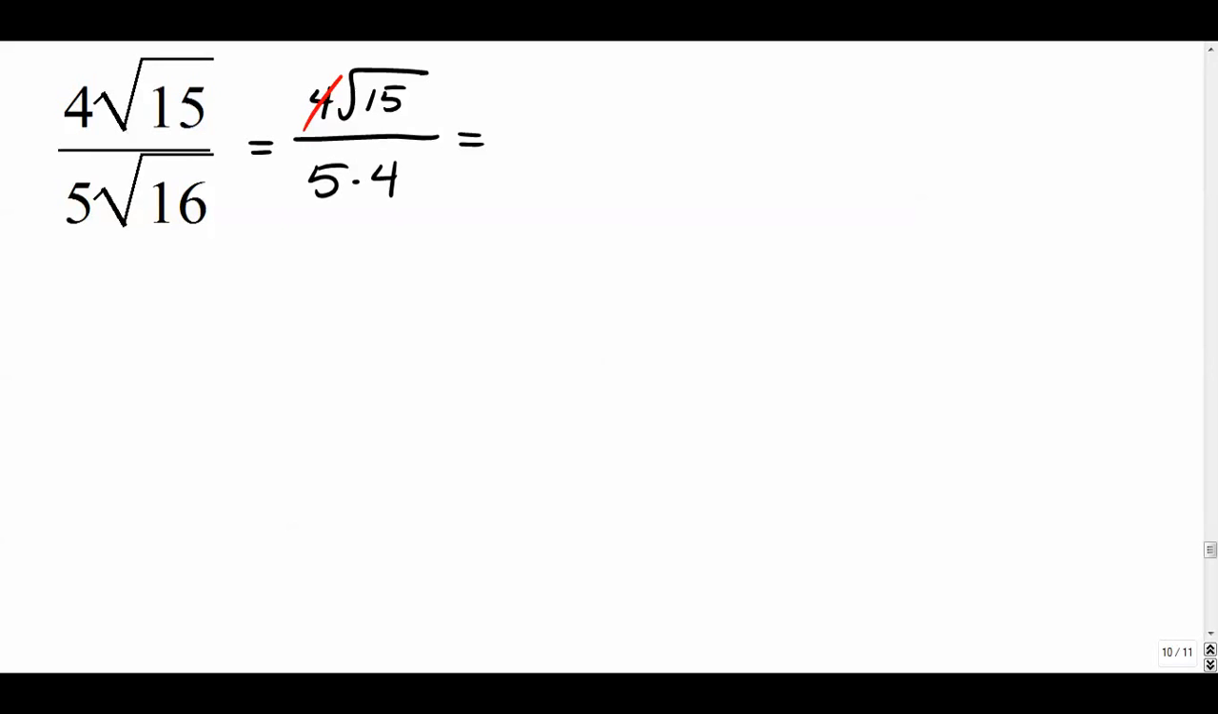4 is on the outside and it's in the top. It's down here, so you can cancel them. So it's radical 15 over 5. And that's it. That's a finished answer. No calculators needed, no decimals, no craziness, pretty easy.